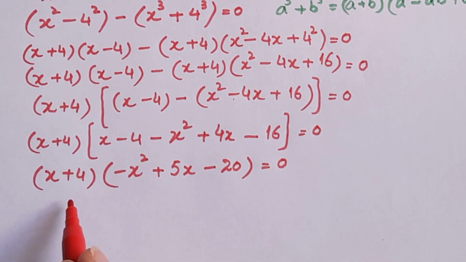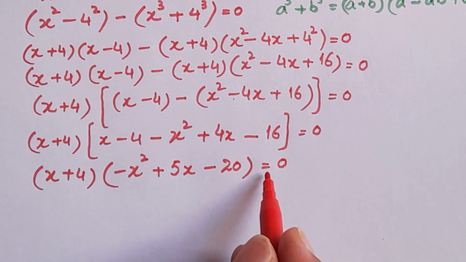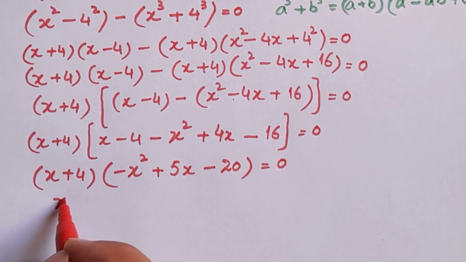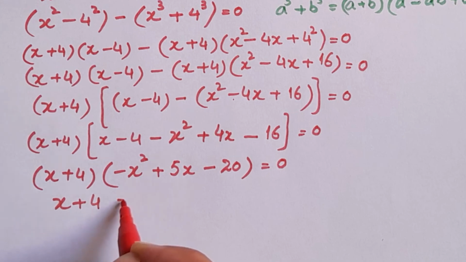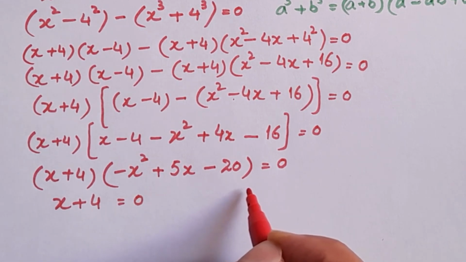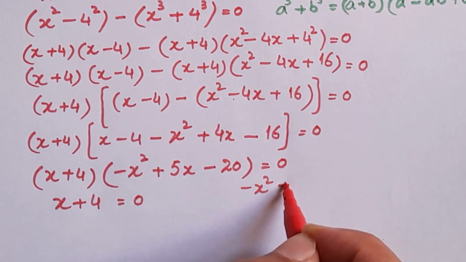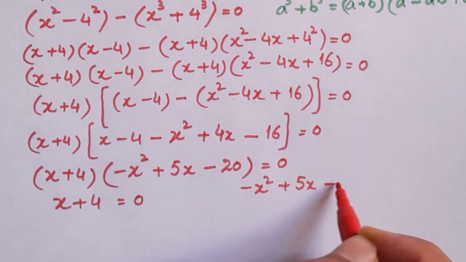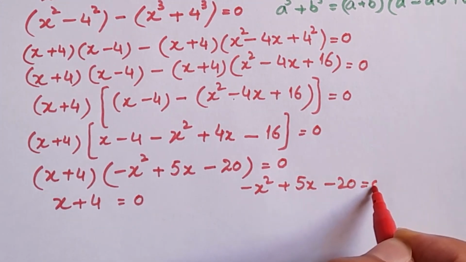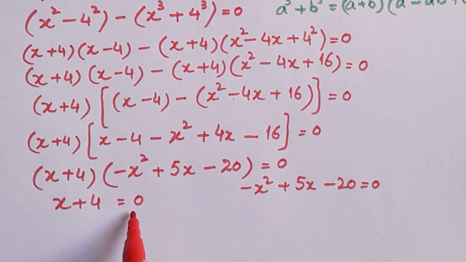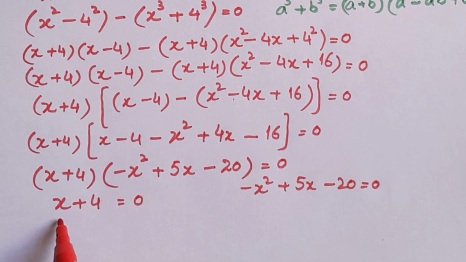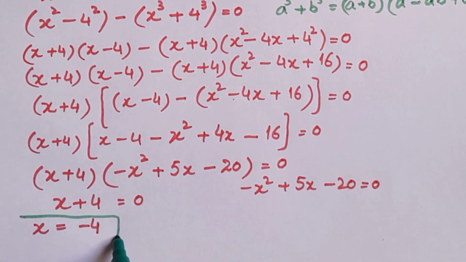It means that we got two factors. x plus 4 is equal to 0. Minus x square plus 5x minus 20 is equal to 0. From the first case, we can get the value of x. x is equal to, we will move this 4 to the right hand side, so it will become negative. x is equal to negative 4 is one value of x.